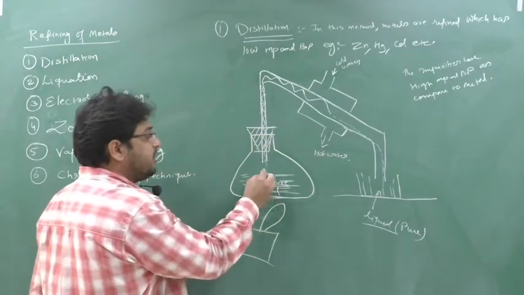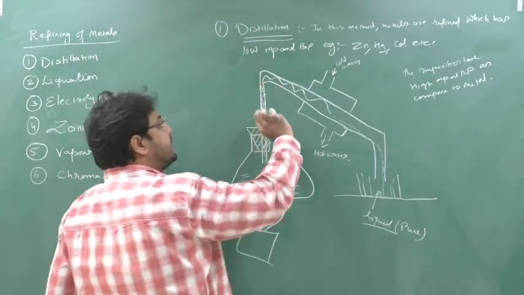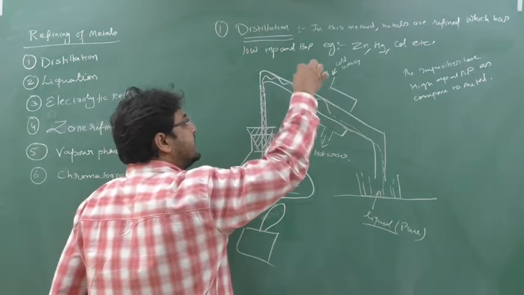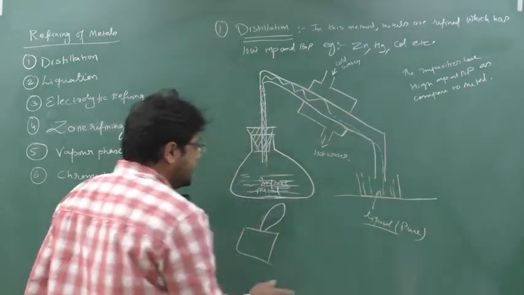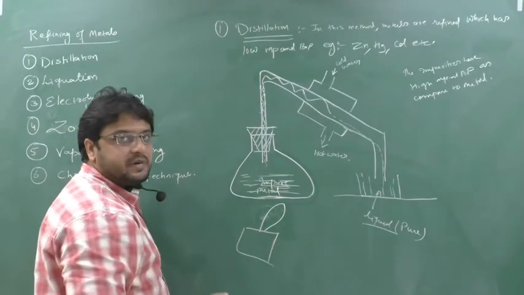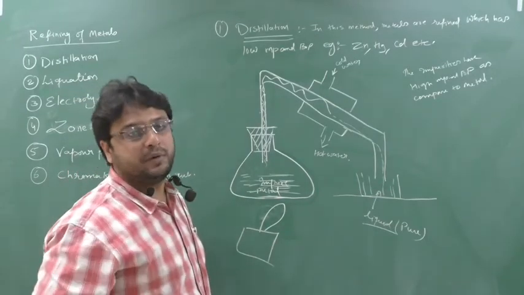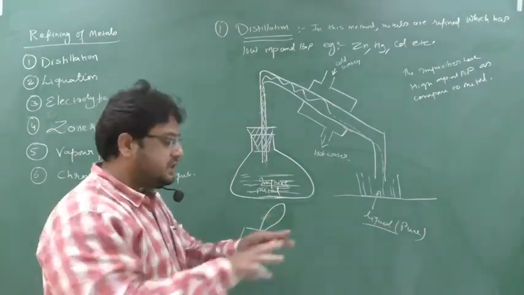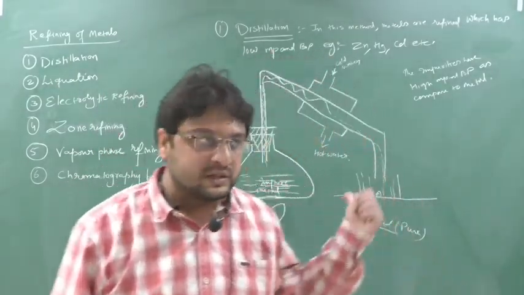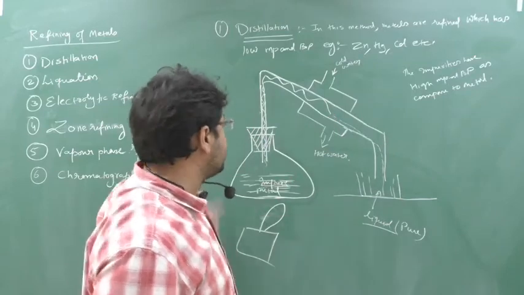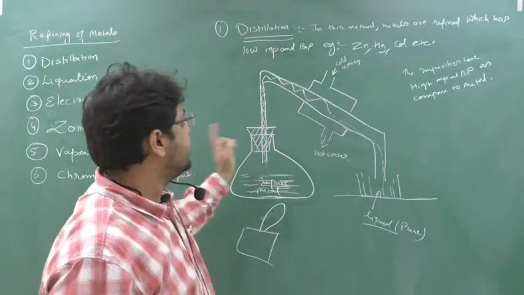Here vapor of the pure metal will come. When the vapor of pure metal comes here, it will get condensed, convert into liquid and fall here. So here I will get pure metal. The impurity will be left behind because it has a high boiling point, which is not achieved by this heating. In this way I have separated metal from impure metal. This whole process we call distillation. Clear this part? Write this down.